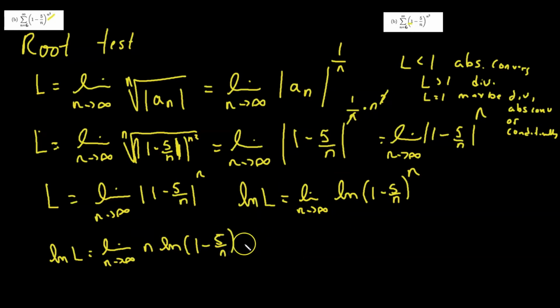And this further changes to ln(1 minus 5 over n) over 1 over n. The limit here. Now if we put it in this form, we can start applying L'Hopital's rule to differentiate the top and bottom until we get something that makes sense with this infinity limit.